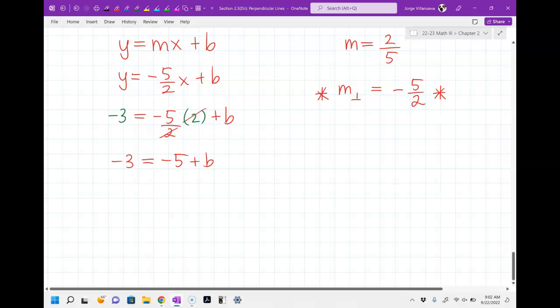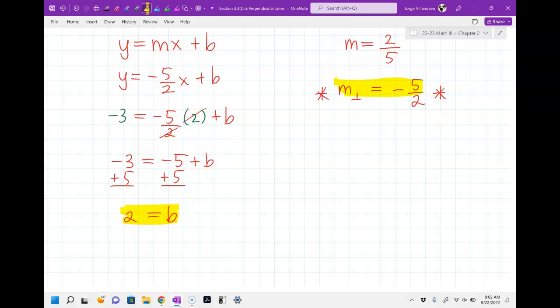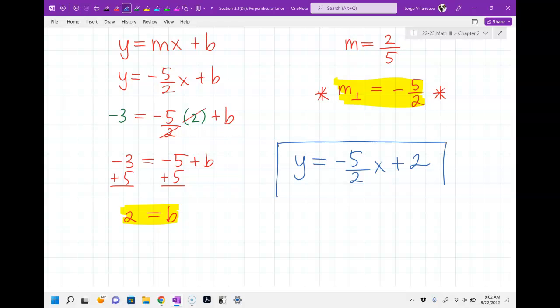So if we add 5 to both sides, we'll be able to find our b value. So plus 5, we get 2 equals b. And here you go. There's my b value. And there's my m value, right? My perpendicular slope. So get those two pieces, put them together into one equation. So y equals negative 5 halves x plus 2. And that's what you guys have for homework today.